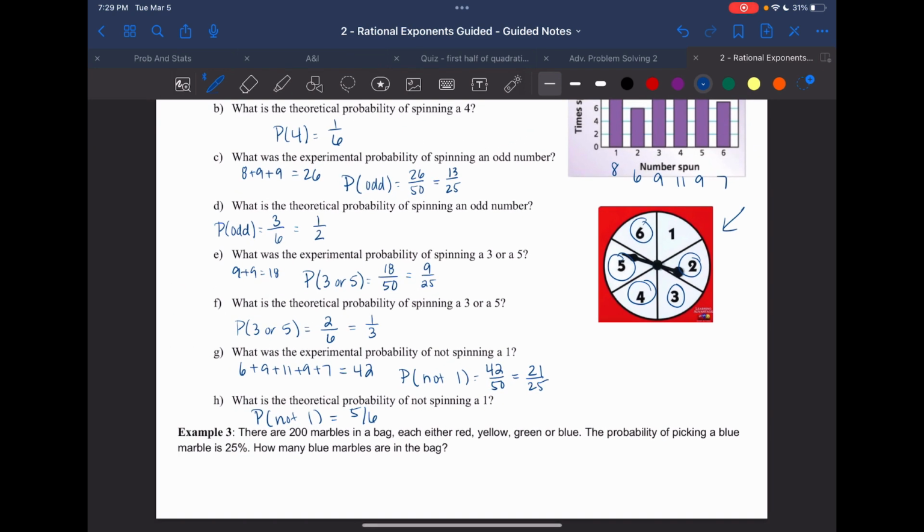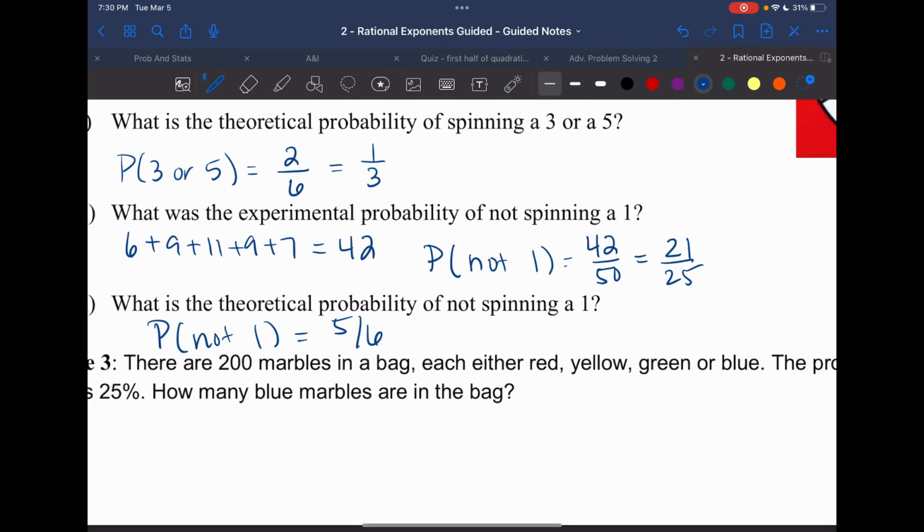All right, next example. There are 200 marbles in a bag. Each is either red, yellow, green, or blue. The probability of picking a blue marble is 25%. How many blue marbles are in the bag? Since this is a theoretical probability, we can easily calculate the number of marbles that are blue by just taking 25% of 200. And that's going to be equal to 50 blue marbles.